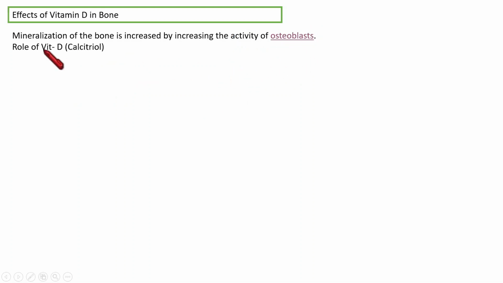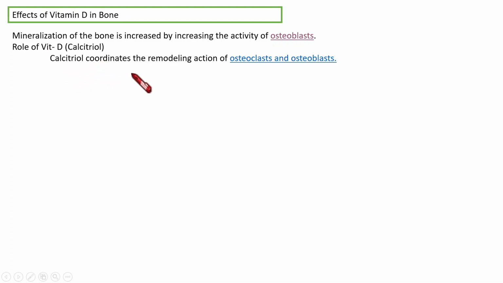Let's see the role of vitamin D. Vitamin D, we have learned in our former section, is otherwise called calcitriol. And this calcitriol, or vitamin D, coordinates the remodeling action of osteoclasts and osteoblasts. So look at that word, remodeling. These cells, osteoclasts and osteoblasts, are doing some remodeling action on the bone for maintaining its proper structure.